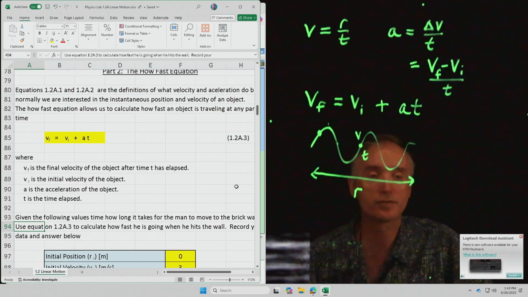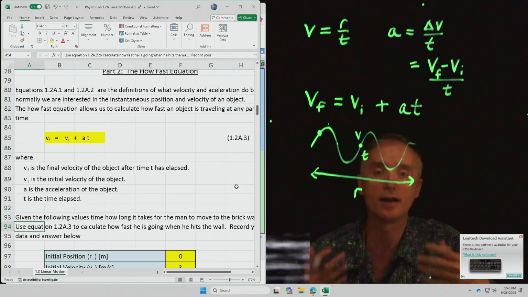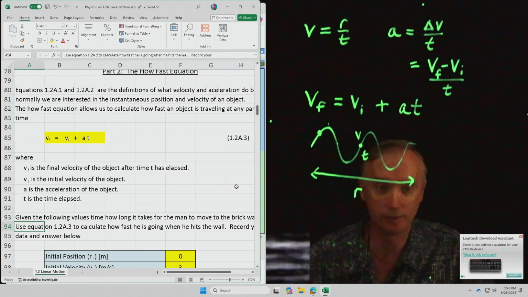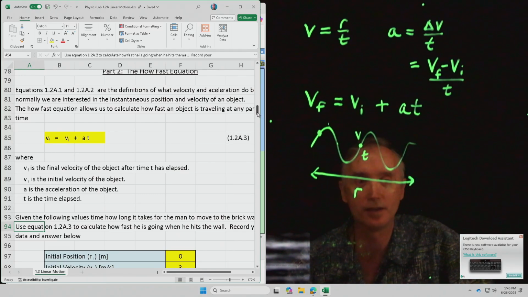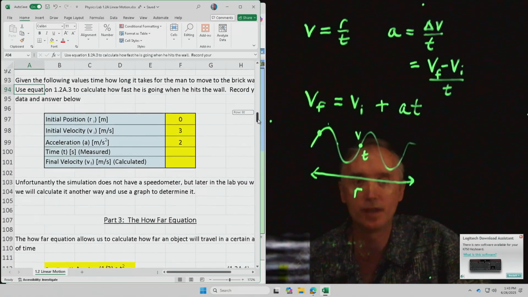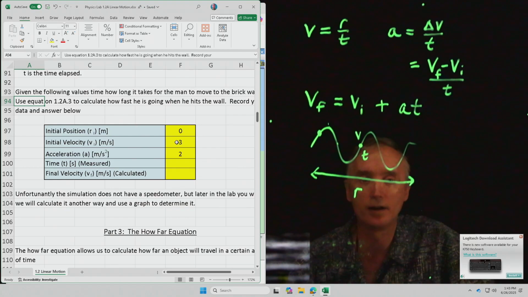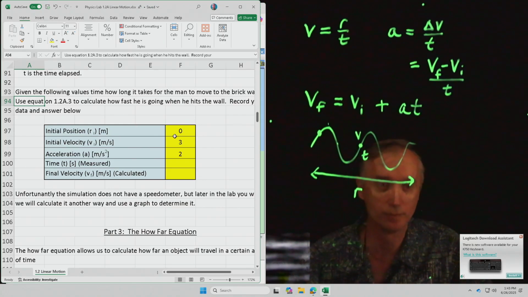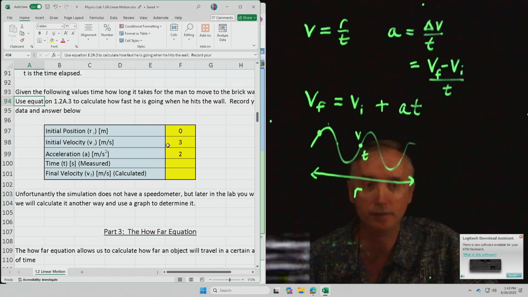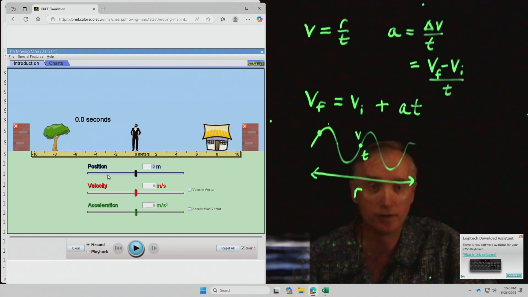So in the previous part, what we did was look at the moving man from a conceptual standpoint. There wasn't any math involved. Now there is. So let's go to the simulation here, and we're going to enter some data. Given the following values: an initial position of 0, it's always going to be 0, an initial velocity of 3 meters per second, and an initial acceleration of 2, and then you're going to start the simulation. So let's go back to the simulation here. You're going to put those values in for your position, your velocity, and your acceleration.